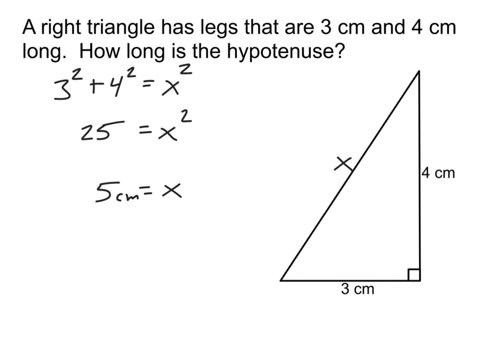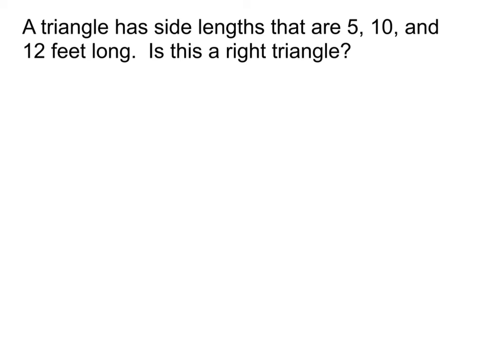All right, now continuing with our theme of the Pythagorean Theorem today, the Pythagorean Theorem can also be used to tell whether a triangle is a right triangle or not, because it only works if the triangle is a right triangle. So in this problem, we have some triangle with side lengths that are 5, 10, and 12 feet long. And what we want to know is if it's a right triangle. And so I'm going to plug it into the Pythagorean Theorem.